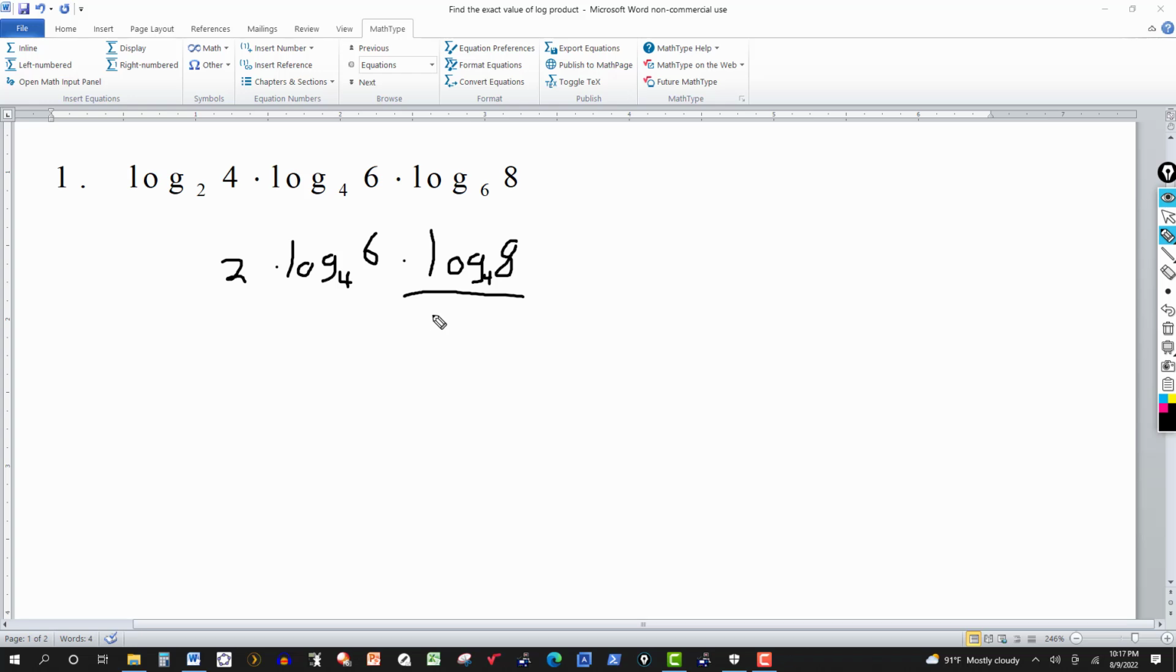Then in the denominator, this should be the log of the previous base 6 to base 4. And now see, this cancels out. This cancels out. So this is equal to then, the only thing I have left is 2 times the log of 8 to base 4.